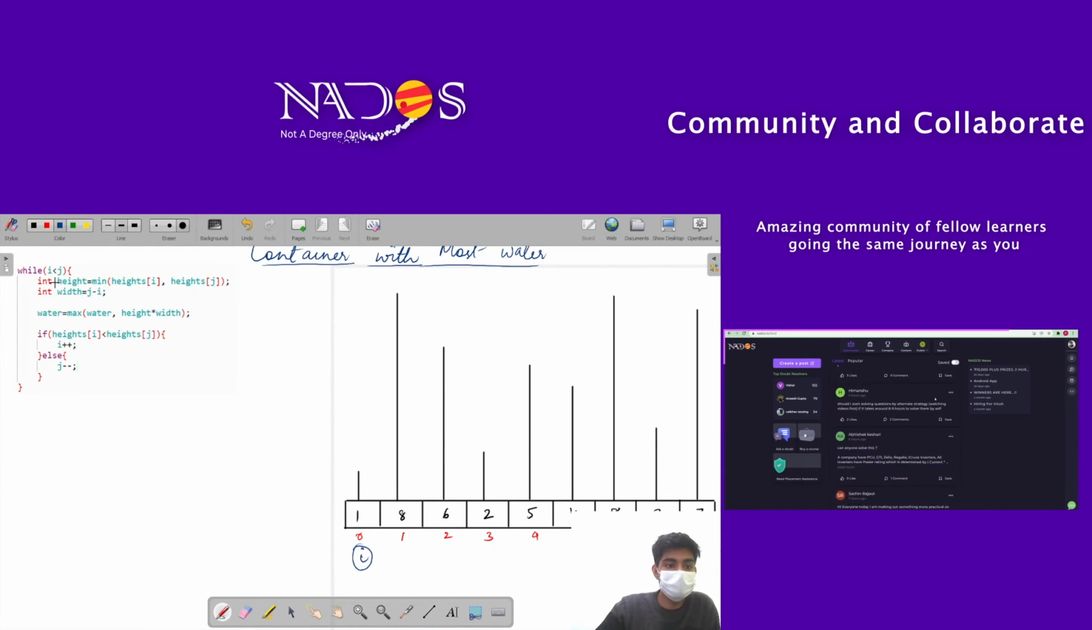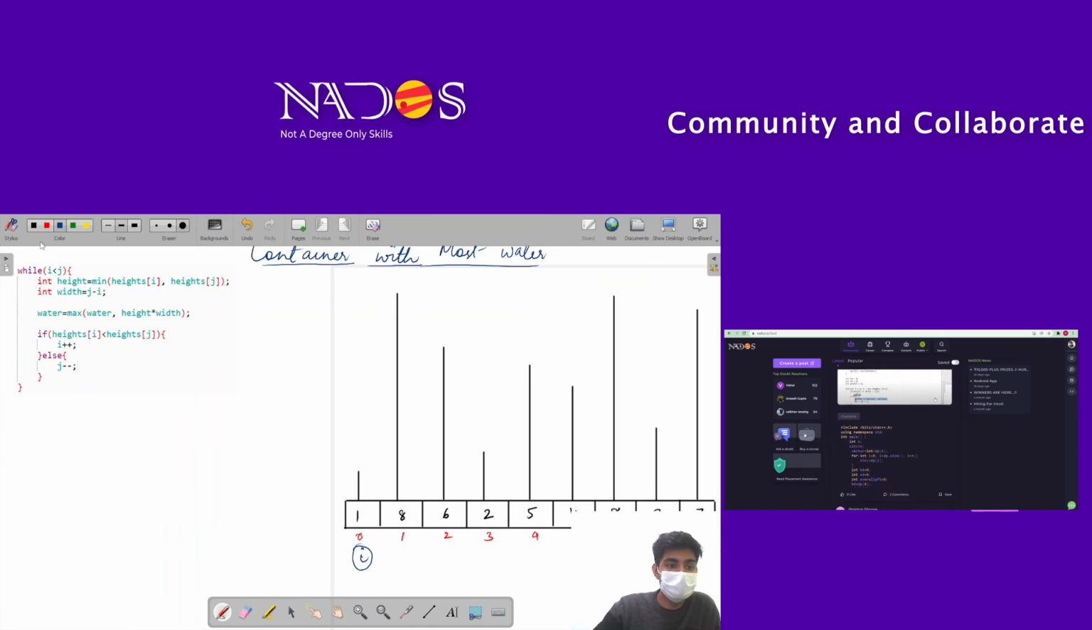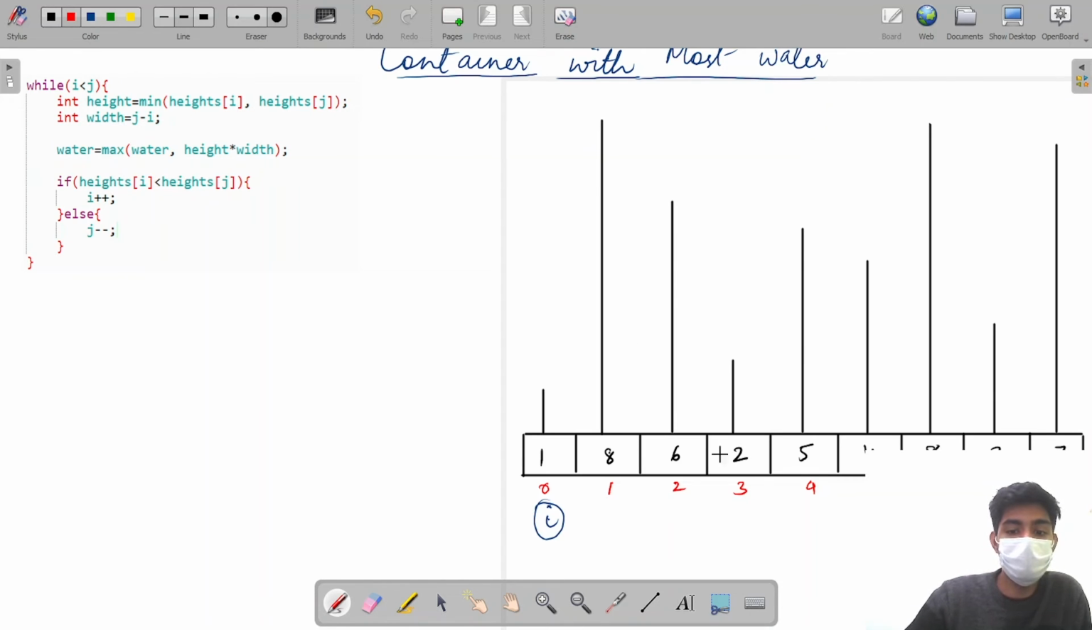So while i is less than j, i is definitely less than j, then my height will be the minimum of the two heights. So the height will be 1, right? My width will be j minus i. Width will be 8, because 8 minus 0 will give me 8. Now my old water was 0, I initialized my water with 0. So my new water will be the maximum of my old water, which was 0, and my current water, which is 1 times 8. So my water is also going to be 8. Okay. So we updated my water to 8.